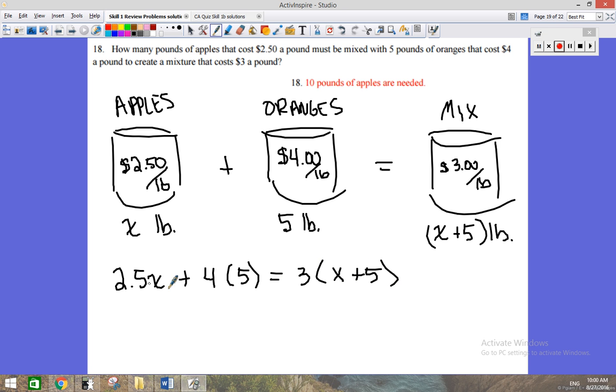So you get to here and you're good to go, because this is not difficult to solve. 15 minus 20. Whoa, I say it's not difficult to solve. Did I just make a mistake? Maybe. Slow down. So 2.5x plus 20 is equal to 3x plus 15.